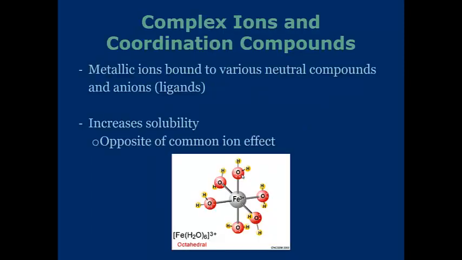Complex ions and coordination compounds are simply metallic ions that are bound to various neutral compounds and anions. One of the most common for these is water, or hydrations. This increases the solubility, and it's generally considered the opposite of the common ion effect, which we will go into later. Note that this coordination can be done through neutral compounds such as water or organics such as ethylene diamine, which is a very common one. In general, for the purpose of the MCAT, you need to know what it does to the metal, and you also need to know what kind of shapes these compounds will generally form. More often than not, these are going to be octahedral.